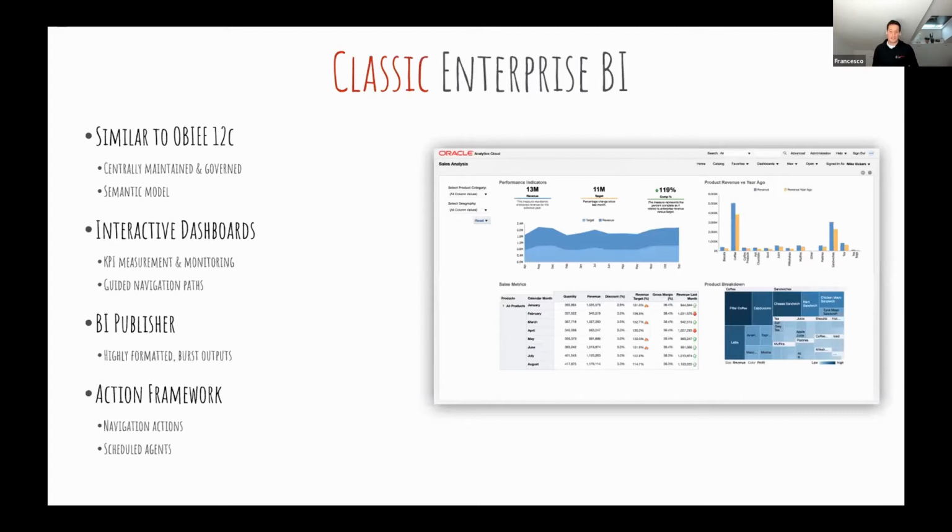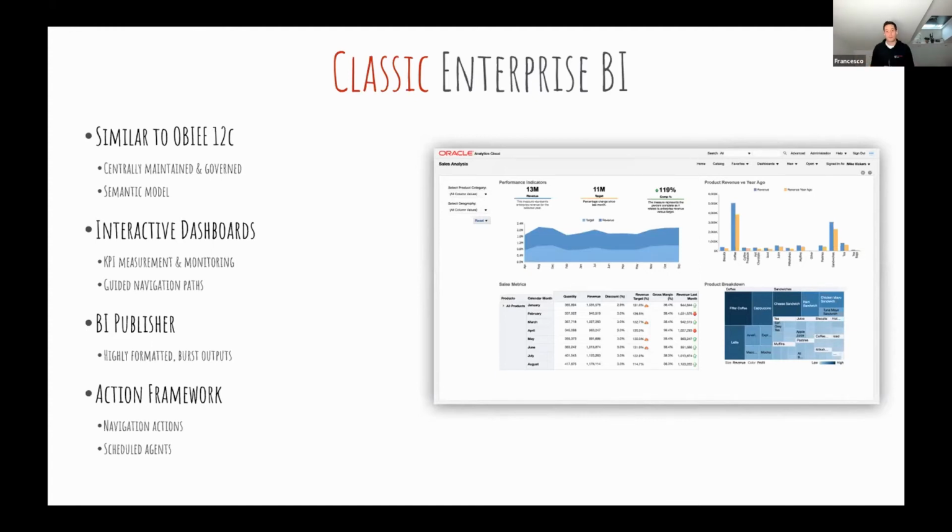The classic of OAC is similar to OBIEE 12c, 11g, 10g, I don't know which version you're in. The key thing about classic is that it's centrally maintained and governed. So it's really good if you still want to have the unique source of truth within your company. You still have interactivity, so you can create dashboards with parameters. You can create navigation paths between various dashboards.